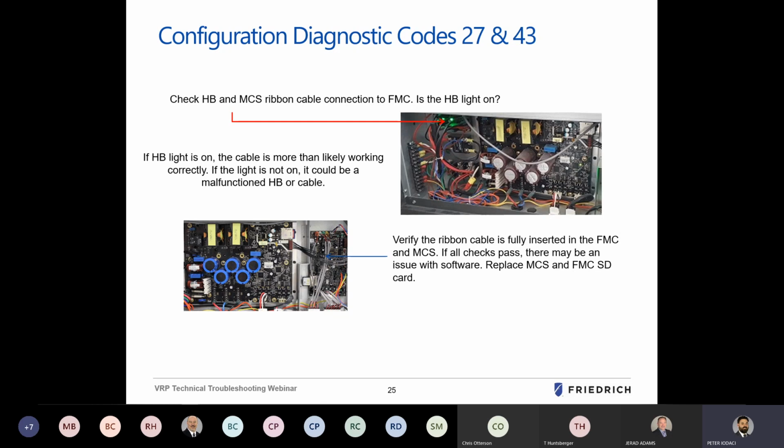So this is where you want to look to your FMC to MCS ribbon cable. Probably the first step you want to do is unplug that cable, and then plug it back in and restart the machine. If it turns out that the code goes away and the machine starts fine, that's probably an indicator that that cable has started to wear, and then you want to replace that cable.